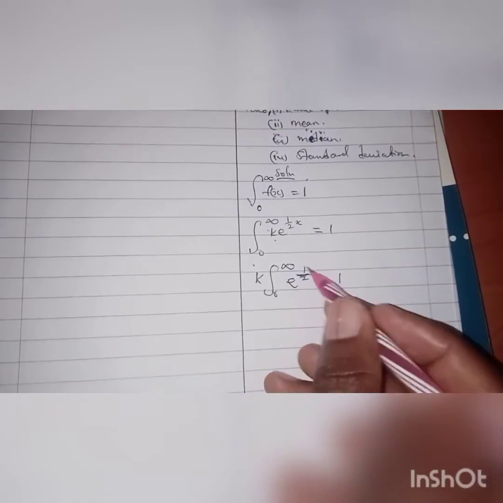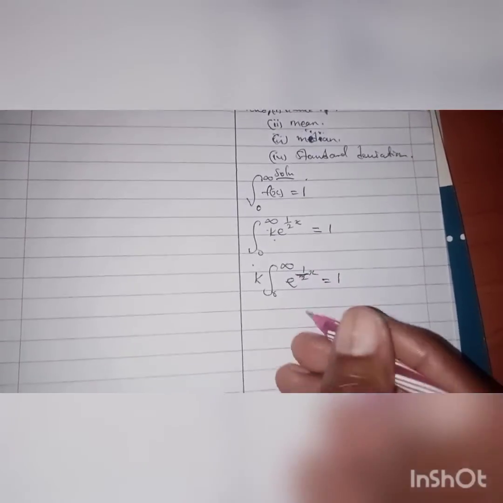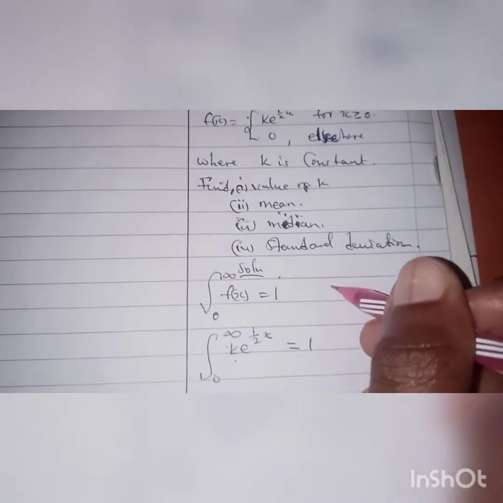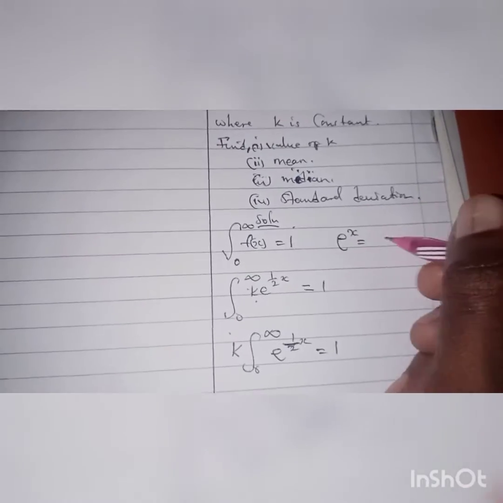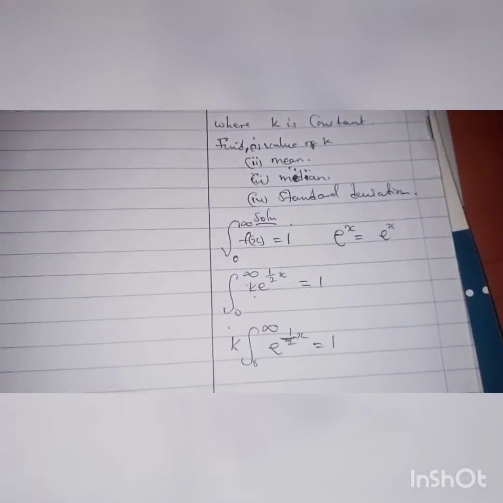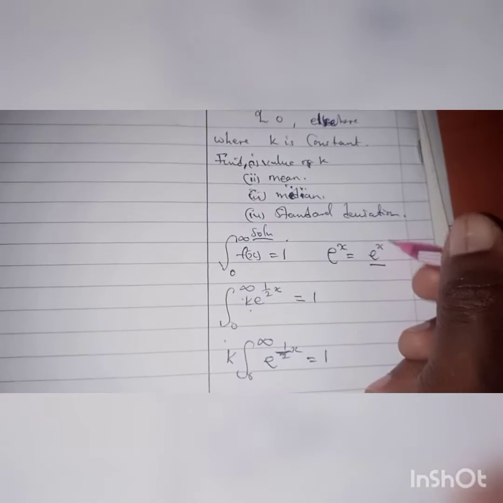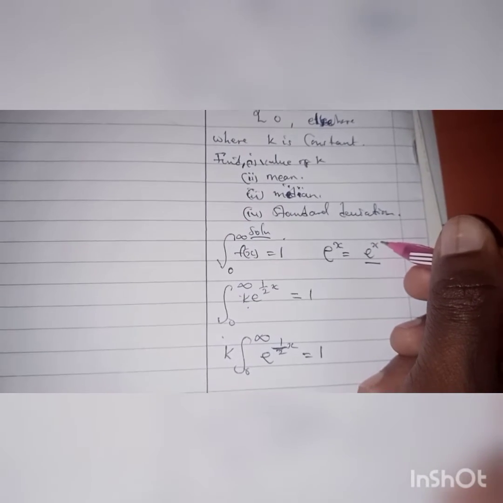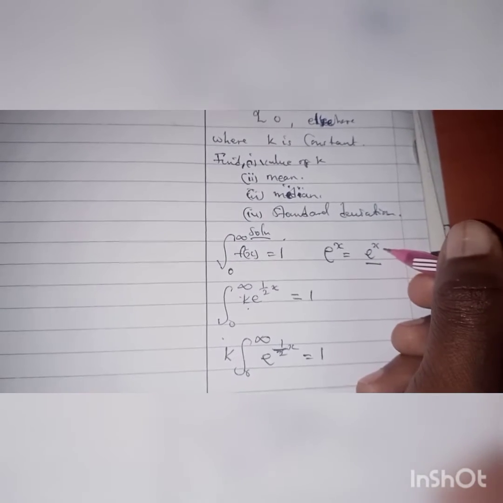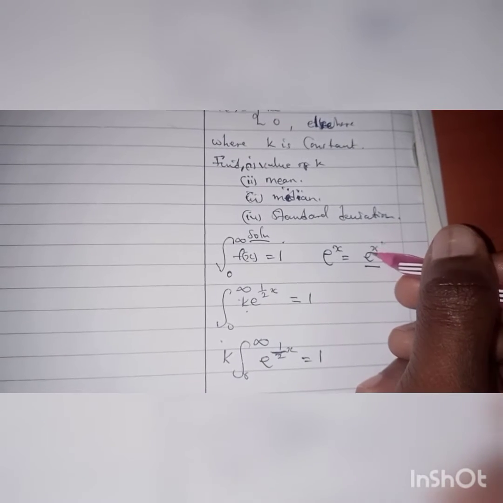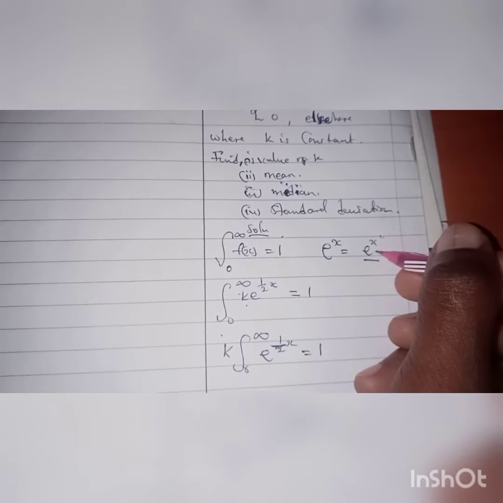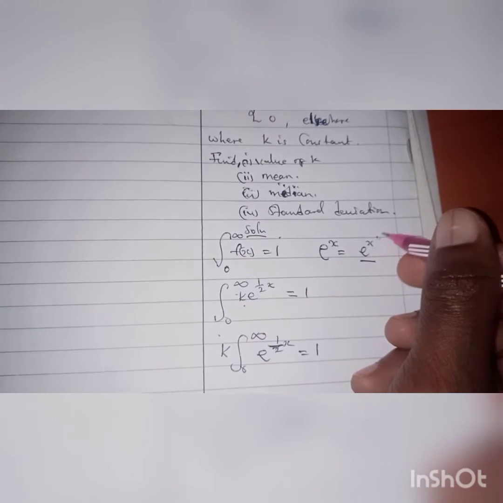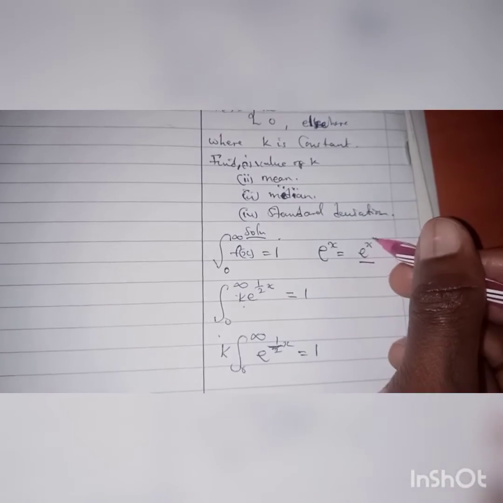Now, how do we integrate an exponential function? Given a function e raised to the power x, you first take the function as it is, then divide by the derivative of the power. What is the derivative of x? It's just 1 multiplied by x raised to 1 minus 1, the power becomes 0, x power 0 is 1, so the derivative of x becomes 1.